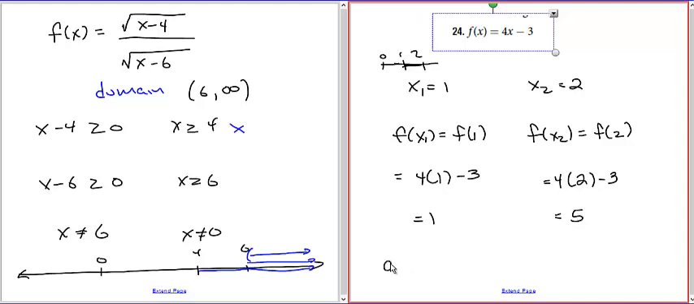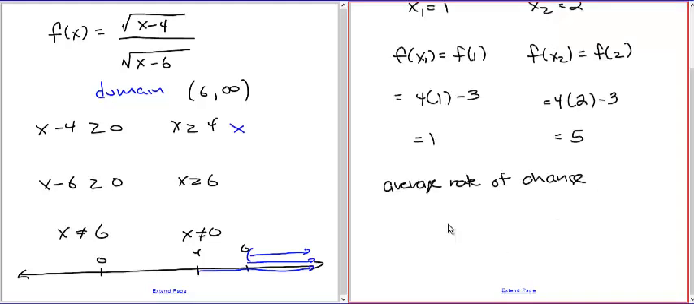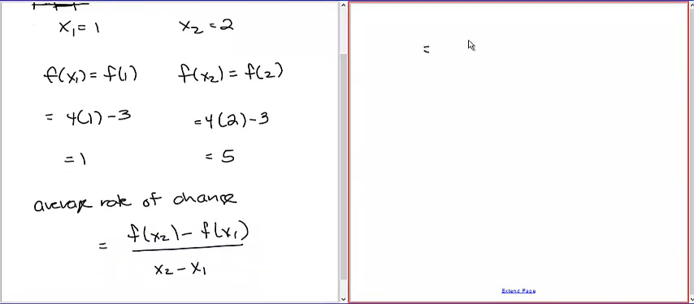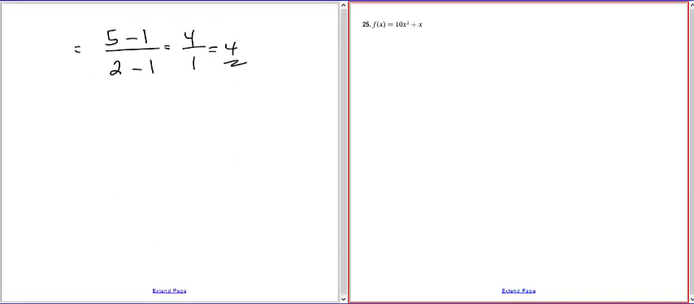So the average rate of change is equal to f of x2 minus f of x1 divided by x2 minus x1. So we just plug in now. F of x2 is 5. F of x1 is 1. X2 is 2. X1 is 1. So you get 4 divided by 1, which is 4. So the average rate of change is 4 for that first problem. And if I were to plot these two points, the slope between those two points would be 4.